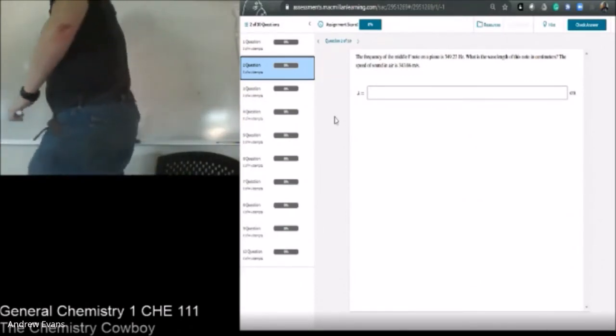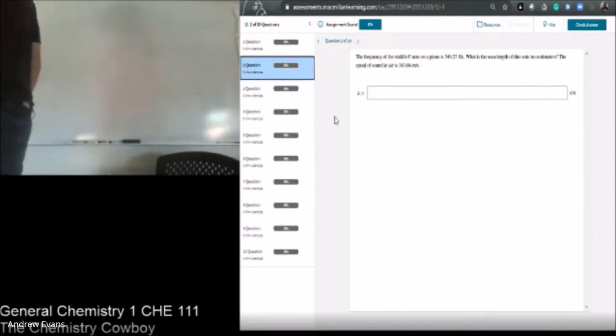What is the wavelength of a middle F? When I did this yesterday, it was like, I don't know, E. They give me a frequency, 349.23 hertz, and they say, what is the wavelength in centimeters?